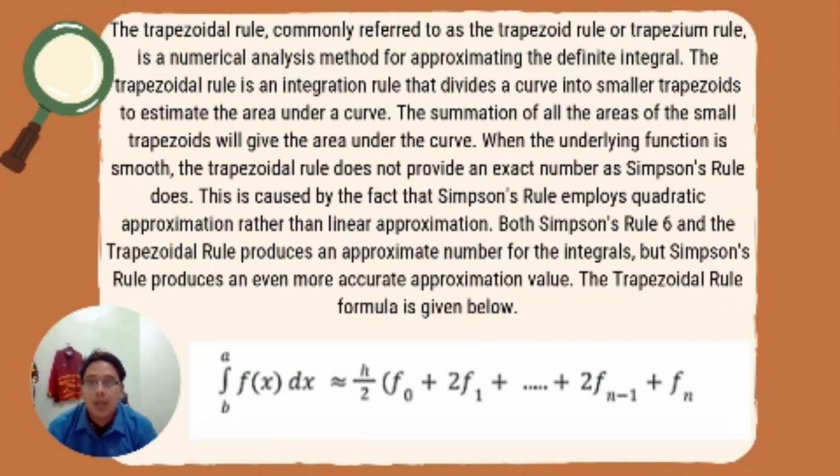When the underlying function is curved, the trapezoidal rule does not provide an exact number as Simpson's rule does. This is caused by the fact that Simpson's rule employs quadratic approximation rather than linear approximation. Both Simpson's rule and the trapezoidal rule produce an approximate number for the integral, but Simpson's rule produces an even more accurate approximation value. The trapezoidal rule formula is given below. Okay, this is the formula for the trapezoidal rule. Next.